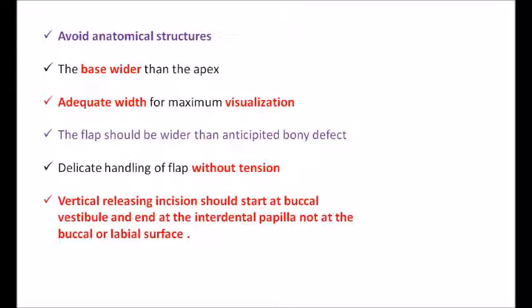Delicate handling of the flap without any tension should be there. Now the important point is that the vertical releasing incision should start at the buccal vestibule and end at the interdental papilla, not at the buccal or labial surface. That is an important point.